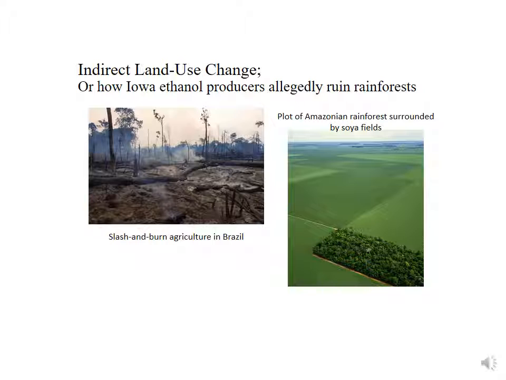Clearly, newspapers and the media ran with this debate, and it's very easy to find stunning images of, for example, slash and burn agriculture on the left here in Brazil. On the right, you have a beautiful image, but clearly you have a rainforest that has been cleared to grow soybean fields. So this is a phenomenon that is clearly happening around the world. However, despite the impact of these images, the question still remains, are biofuels causing deforestation around the world?